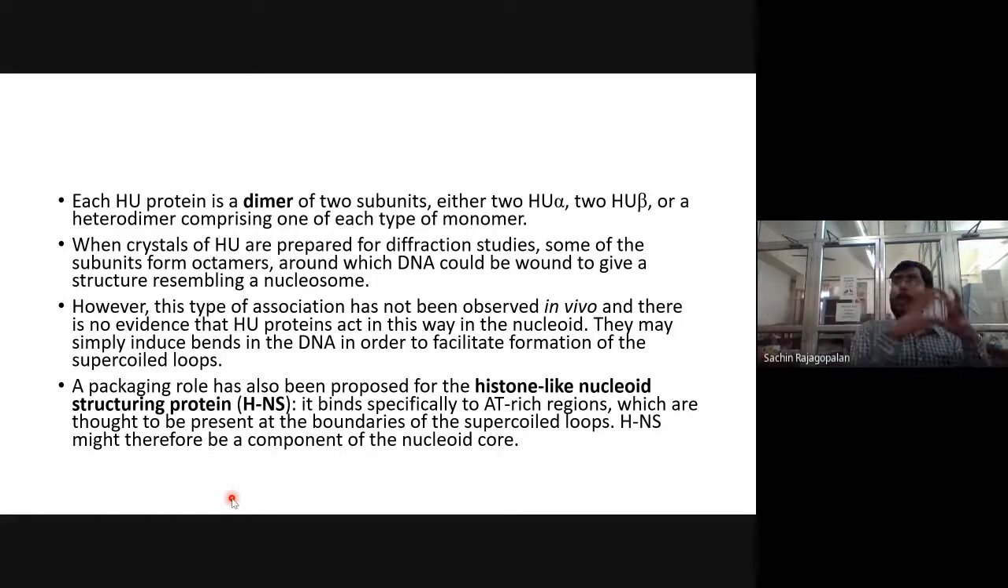Okay, there can be two HU alpha proteins together forming a dimer, or two HU beta proteins together forming a dimer, or you can have one HU alpha and one HU beta coming together to form a heterodimer also. अगर दोनों components alpha के हैं तो तुम उसको homodimer बोलोगे, या दोनों बीटा के components हैं तो homodimer है, but अगर एक alpha एक बीटा constituent है, then you call it a heterodimer.